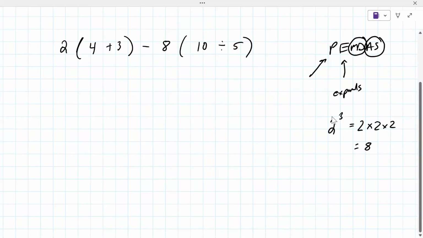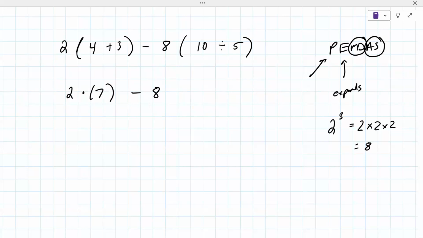Parentheses. Okay, so do you see parentheses in this thing we're working on? Yes. Okay, so you go right to the parentheses. What is 4 plus 3? 7. So when there's no math operation, it's presumed to be multiplication. Do you remember that from before? Yes. Okay, -8.